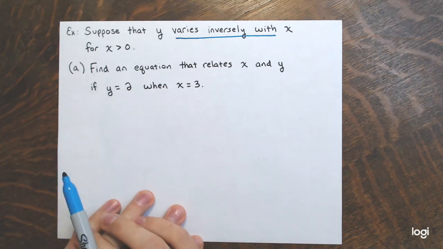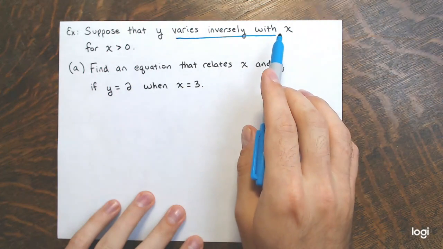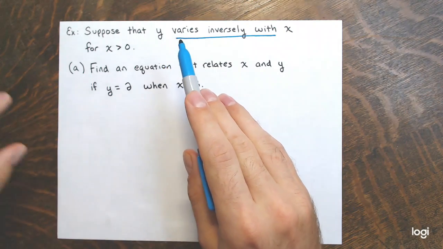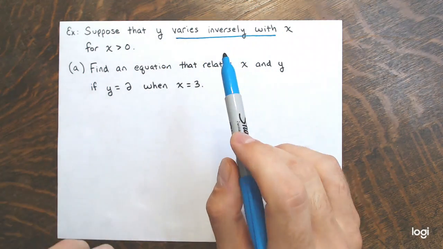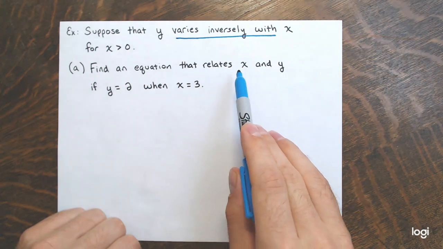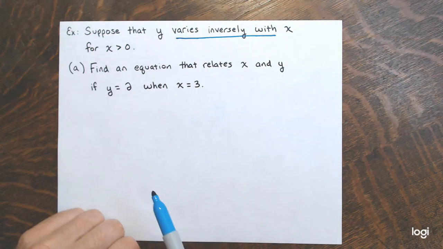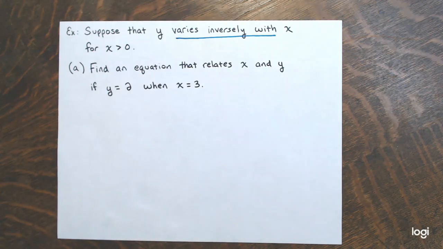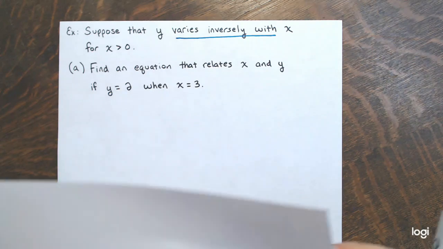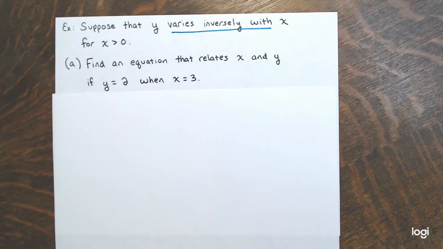Then I'll read part A, and again I'll go into what it means for one quantity to vary inversely with another quantity, or to be inversely proportional to another quantity. Part A is: let's find an equation that relates x and y if y is equal to 2 when x is equal to 3. Before we get into that, I'm going to talk about what it means to have inverse variation between two variables or between two quantities.